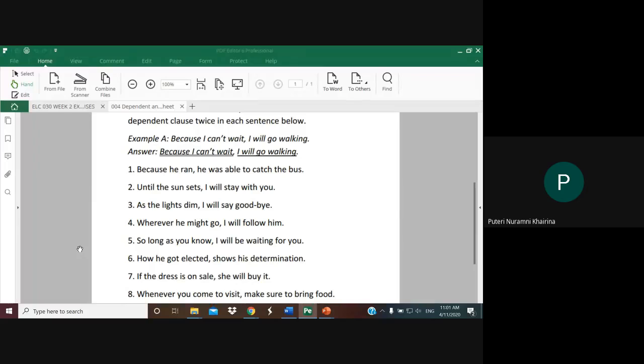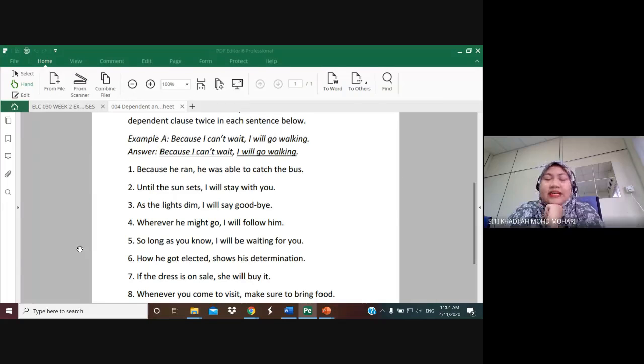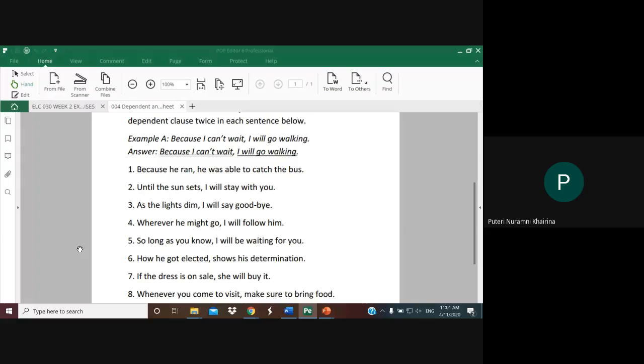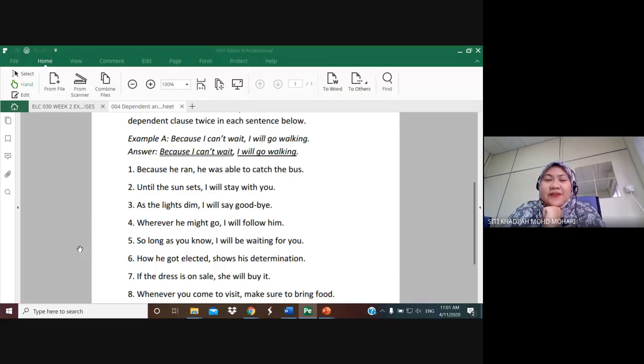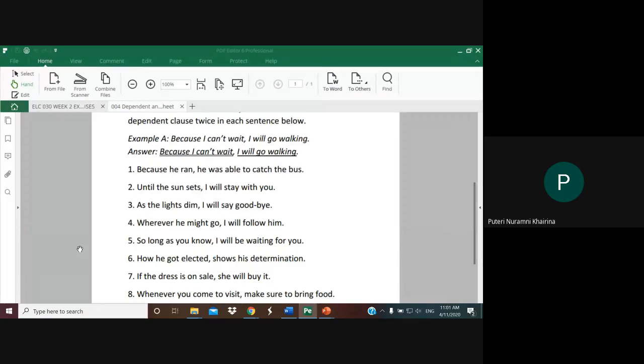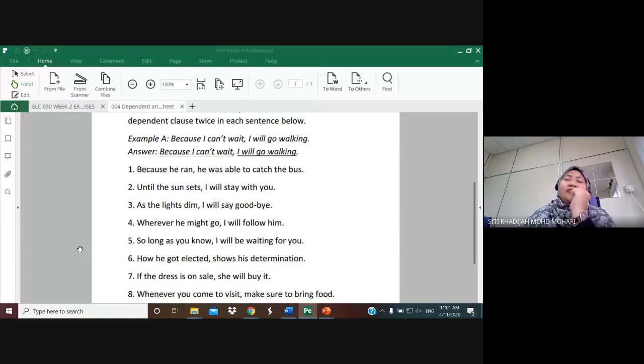Wherever he might go, dependent, I will follow him, independent. So long as you know, dependent, I will be waiting for you, independent. Very good. How he got elected, dependent, shows his determination, independent. Very good. So shows his determination is basically like it shows his determination. So that's why it is independent.